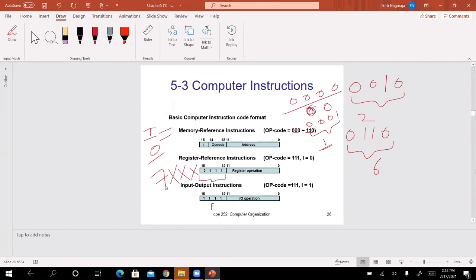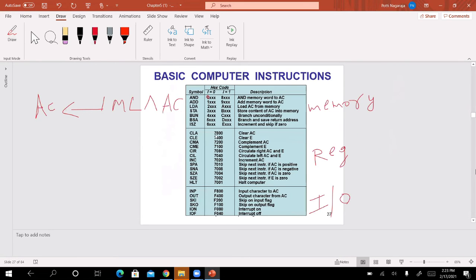It starts from what value? 0111. What is the value of 0111? 0111 is 7. Okay. And the remaining 12 bits are represented by XX. It may be any value, no problem. So always when it starts from 7, it is a register reference instruction. What does 7800 mean? See what is here.